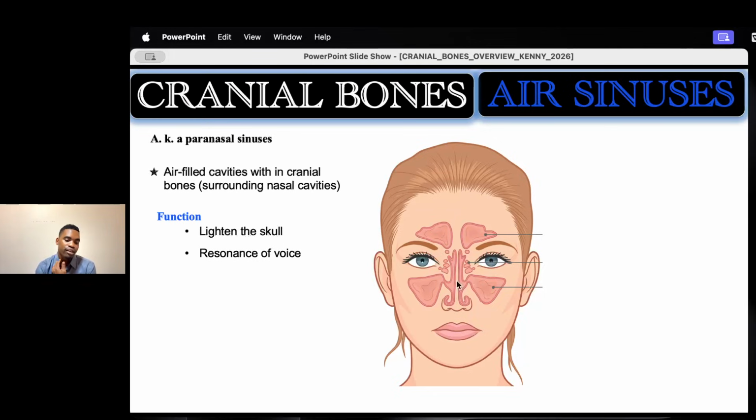But another important thing about the paranasal sinuses is the resonance of voice. Remember, if you pinch your nose, you get nasal speaking, right? Why? Because we have closed the communication with these paranasal sinuses, and so we don't have that resonance, so the resonance of the voice is altered. We're going to have a separate discussion about it.